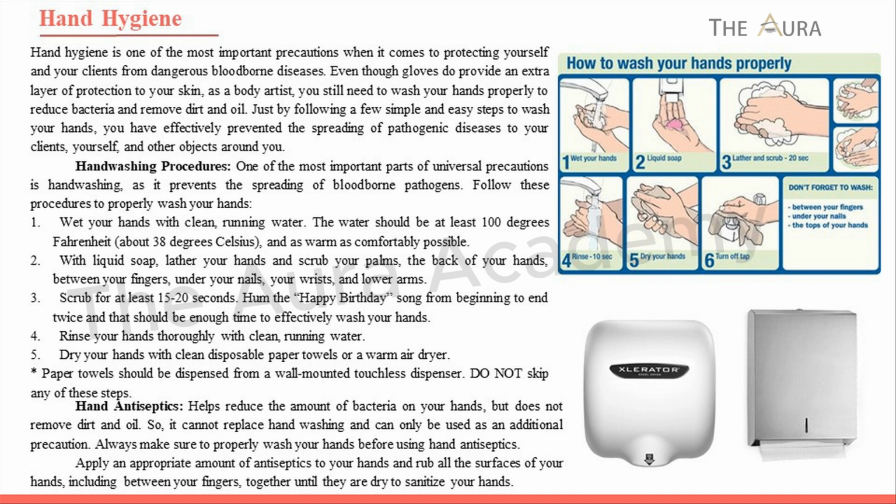With liquid soap, lather your hands and scrub your palms, the back of your hands, between your fingers, under your nails, your wrists, and lower arms. Scrub for at least 15 to 20 seconds. Hum the Happy Birthday song from beginning to end twice, and that should be enough time to effectively wash your hands. Rinse your hands thoroughly with clean, running water.